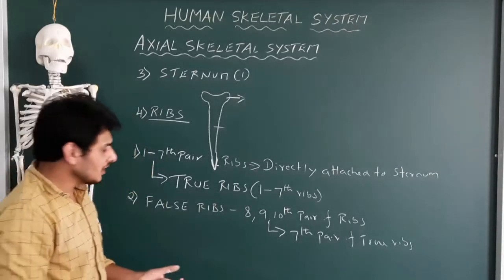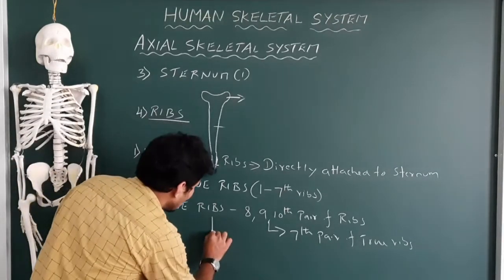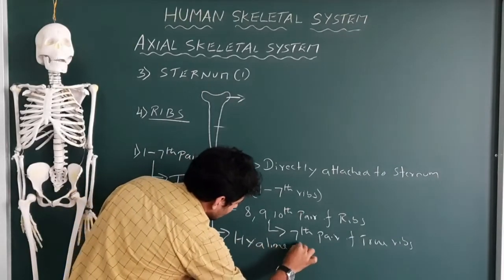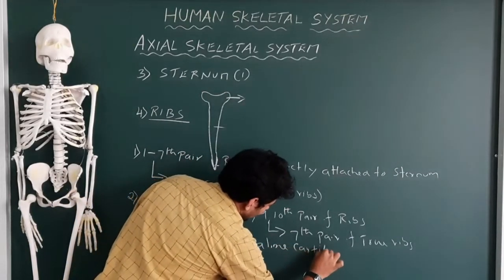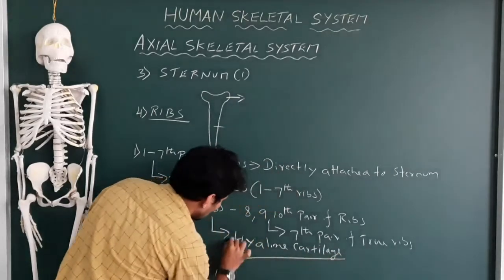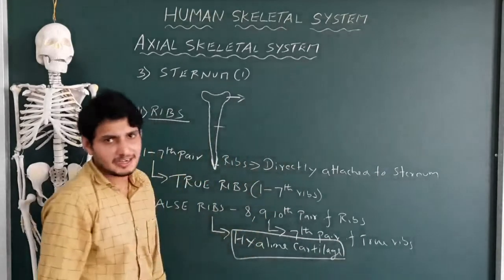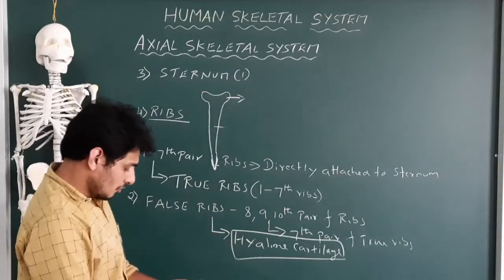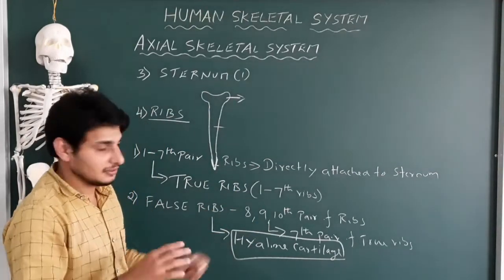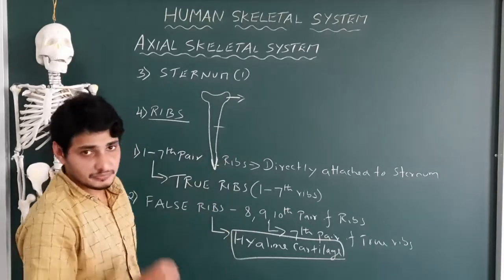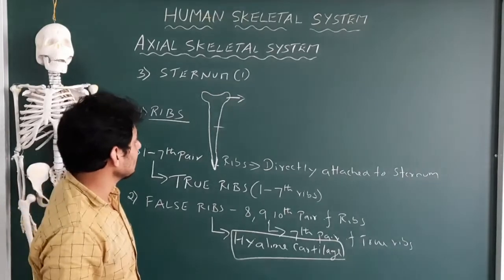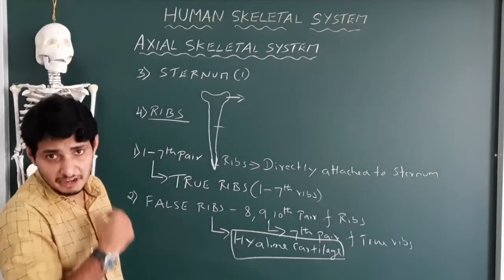How are they connected to the 7th pair? With the help of a cartilage. The 8th, 9th and 10th pair of ribs are attached to the 7th pair with the help of this cartilage. We need a glue, right? Gum is required, right? So that is hyaline cartilage. Note this point, very important. Where do you see hyaline cartilage other than ribs? You see it in the thoracic pipe, mainly called the windpipe, correct?